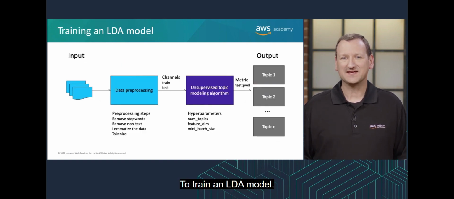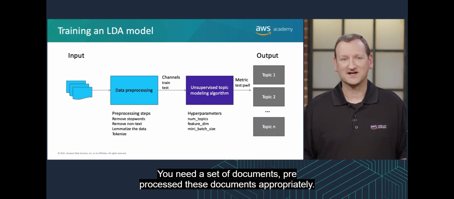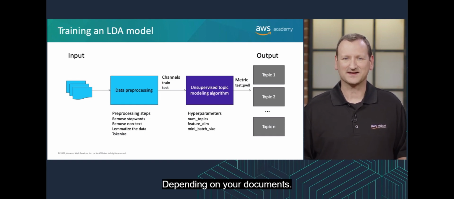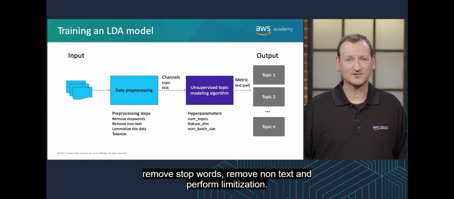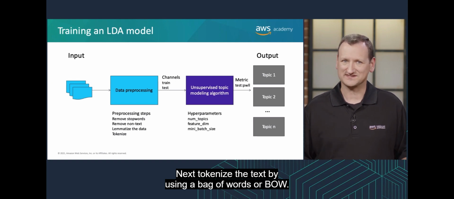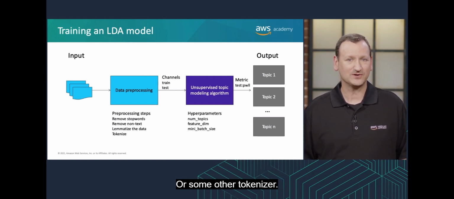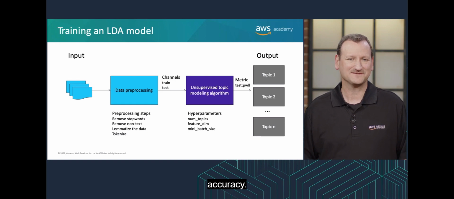To train an LDA model, you need a set of documents. Pre-process these documents appropriately, depending on your documents. The typical steps you would take are to clean the text, remove stop words, remove non-text, and perform lemmatization. Next, tokenize the text by using a bag of words, or BOW, or some other tokenizer. Note that lemmatization significantly increases algorithm performance and accuracy.